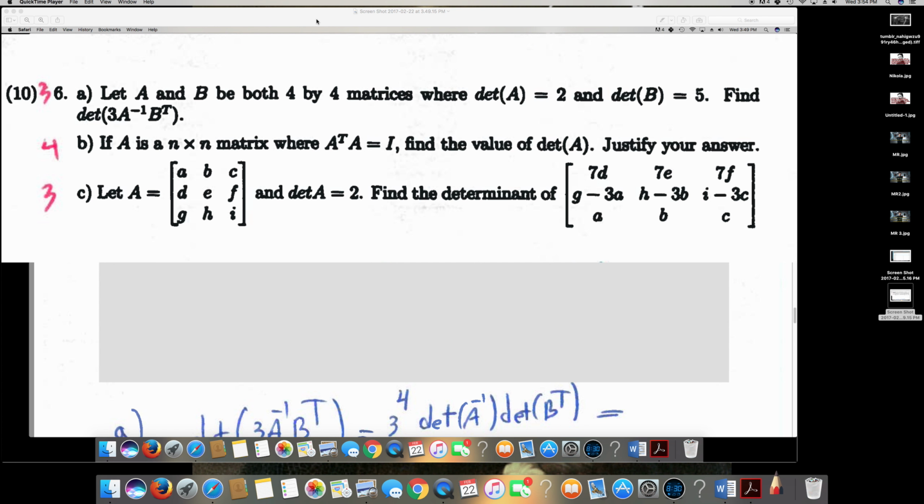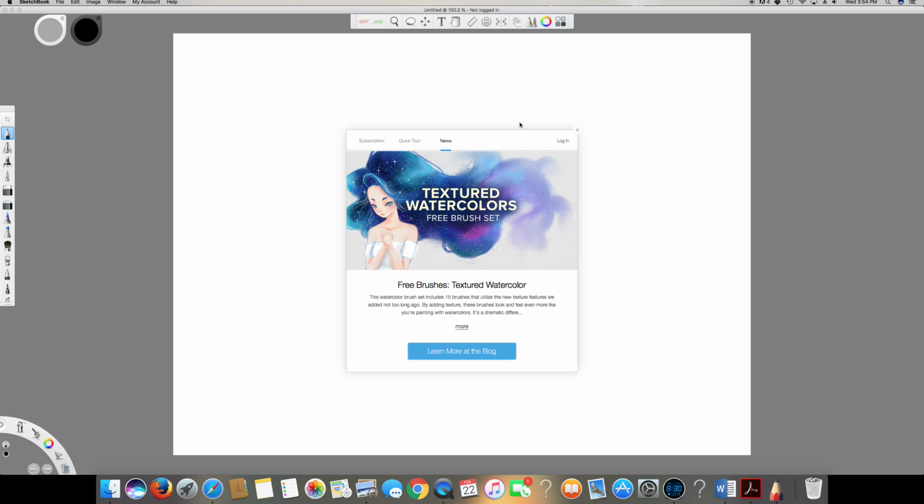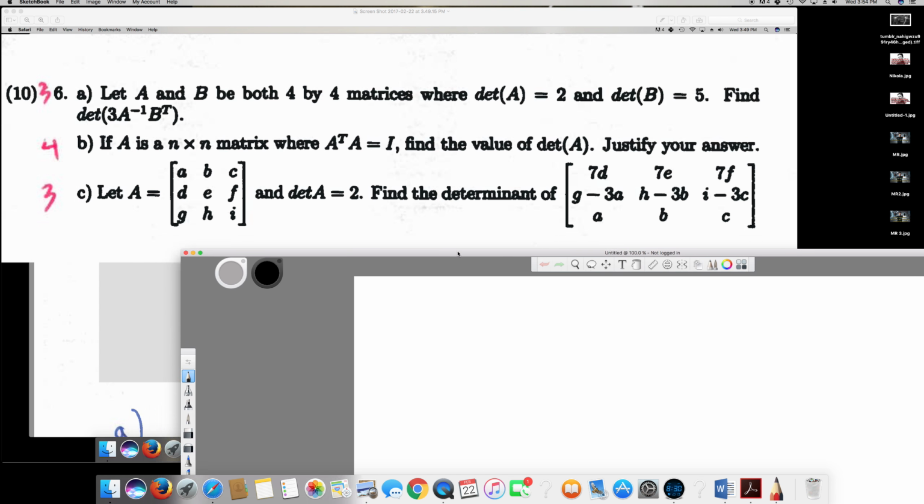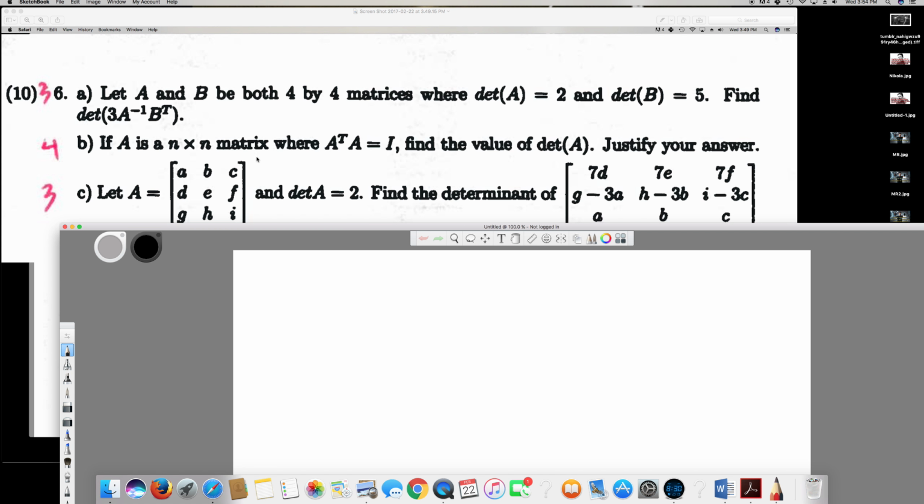So in this case, they are asking for 3A inverse and B transpose. Let's see how we can do this. Here we go. First of all, I'm copying this question right here. It's going to be the determinant of 3A inverse B transpose. That's what I have to find.